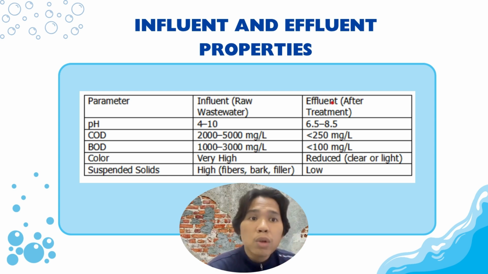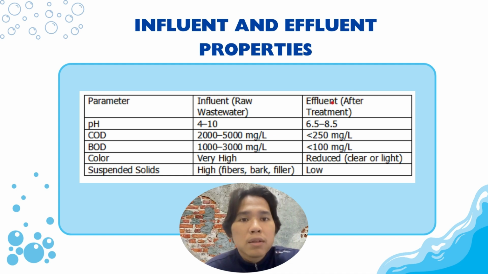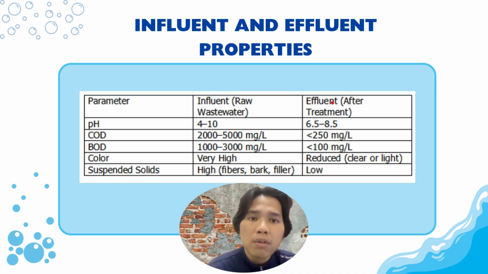The color of raw wastewater is usually very dark, but after treatment it becomes much clearer and lighter. And lastly, there are many suspended solids like fibers and bark in the influent, but they are mostly removed, so the effluent has very low solids. And so this shows how effective the treatment process is in cleaning up pulp and paper wastewater before it is released.